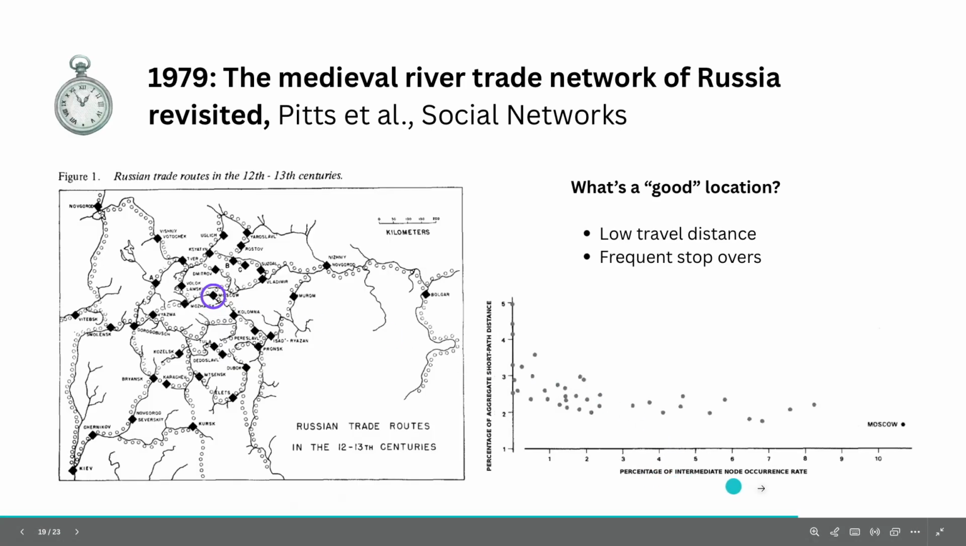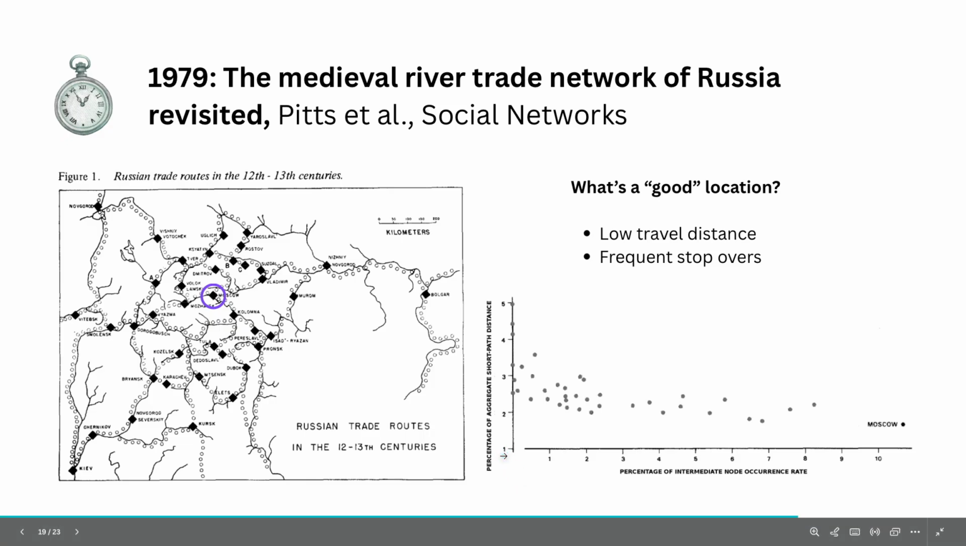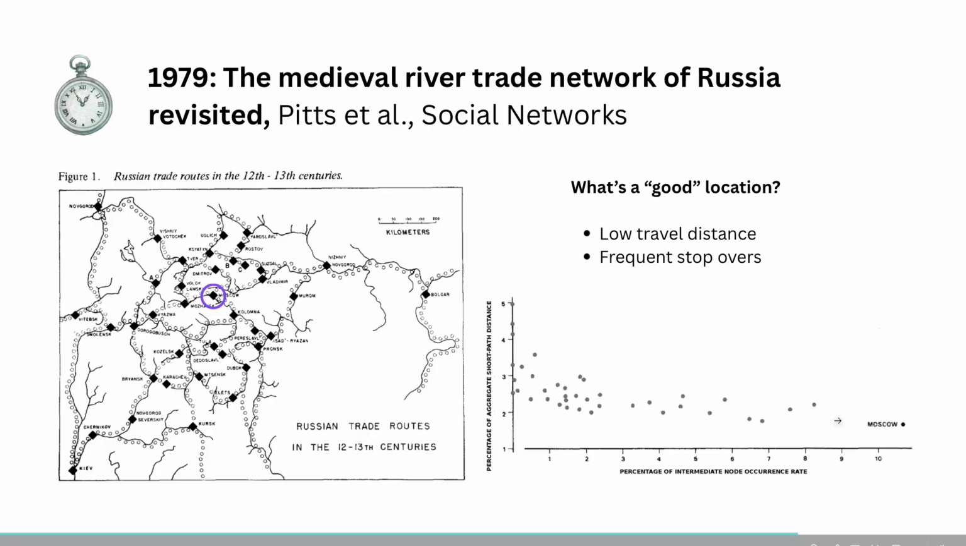We have percentage of intermediate node occurrence rate, again, like the stopovers. And we have the aggregate shortest path distance. We want this value to be less because the city should be closer to everything else. And we want this value to be high. There should be more stopovers. And we saw that Moscow lies on a pretty extreme end when we plot this graph, which was interesting.